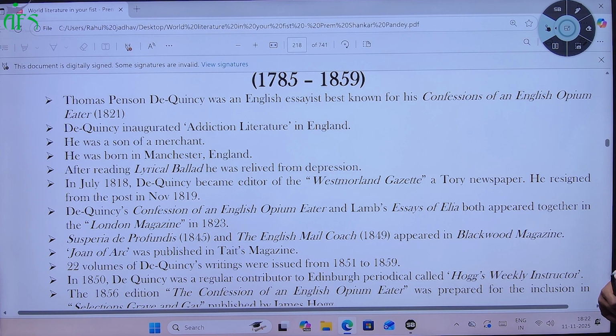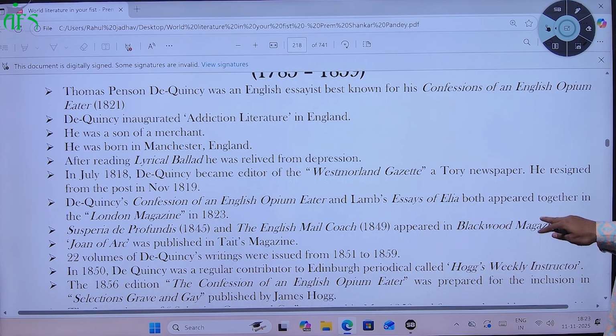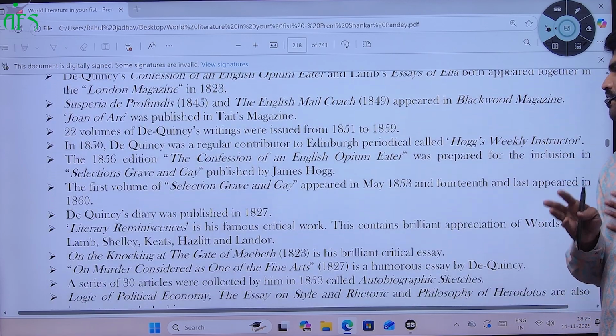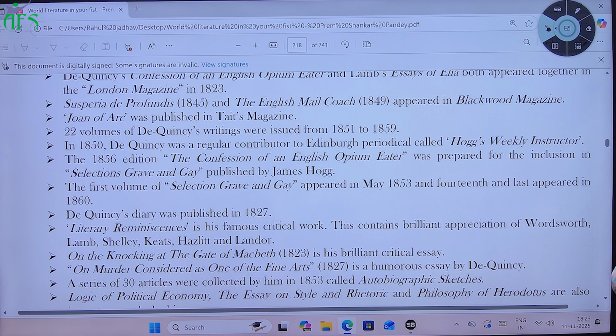In July 1818, De Quincey became editor of the Westmorland Gazette, a Tory newspaper. He resigned from the post in November 1819. De Quincey's Confessions of an English Opium Eater and Charles Lamb's Essays of Elia both appeared in the London Magazine in 1823. Suspiria de Profundis and The English Mail Coach appeared in Blackwood's Magazine. Joan of Arc was published in Tait's Magazine. Then the 22 volumes of De Quincey's writings were issued from 1851 to 1859.